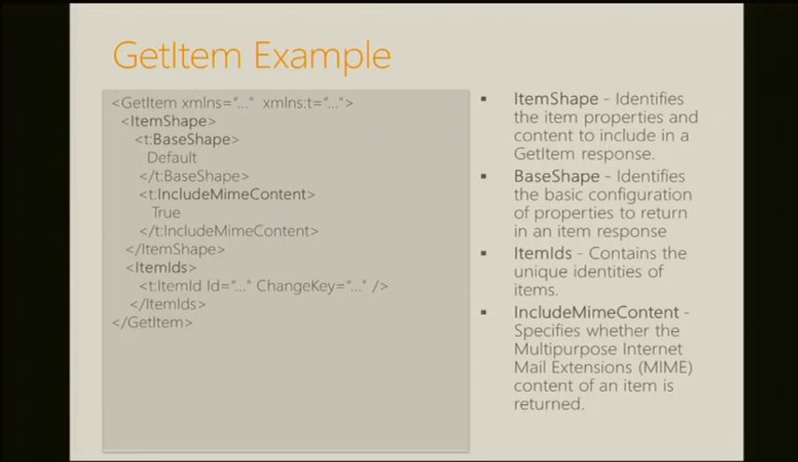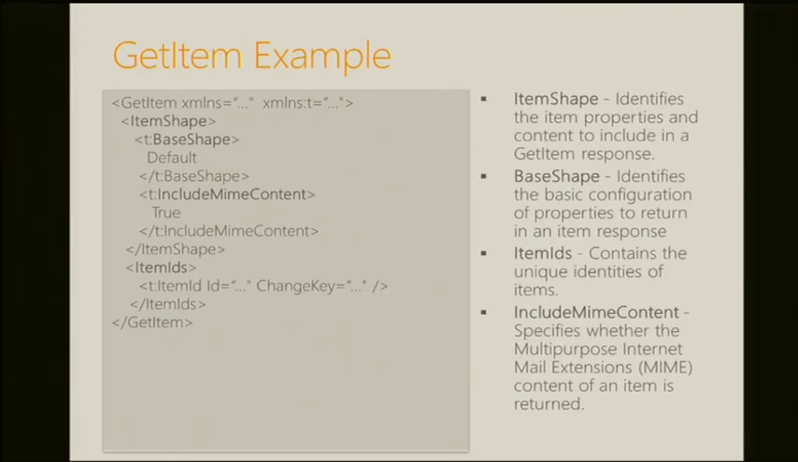In this base shape, there's another value called default. I talked about ID only, and I talked about all properties. Default is another option. The way to think about the default base shape is the default property set for a mail item versus the default property set for a contact or calendar item. So you're not doing an all properties request to get all EWS properties back.